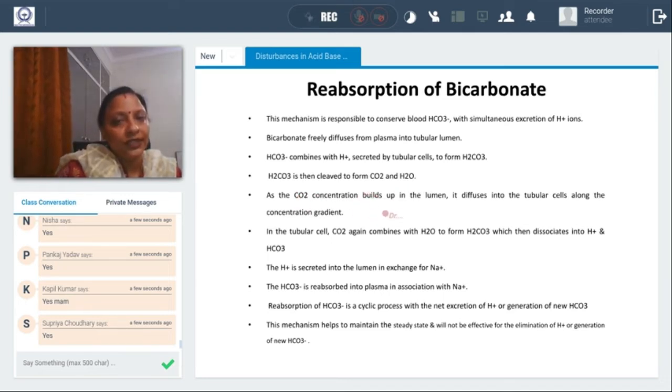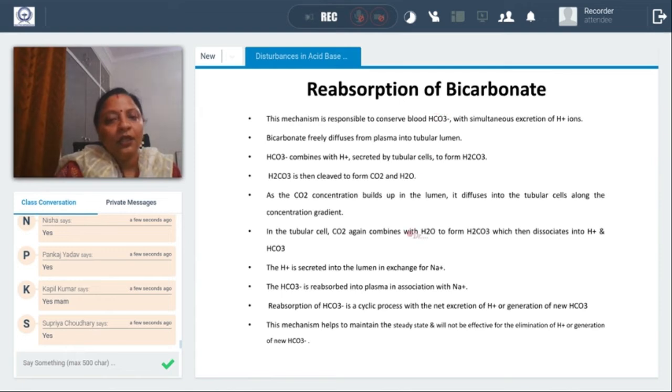As the CO2 concentration builds up in the lumen, it diffuses into the tubular cell along the concentration gradient, and in the tubular cell, CO2 again combines with H2O to form carbonic acid, which then dissociates into hydrogen ion and HCO3 minus. The H plus is secreted into the lumen in exchange for sodium. The HCO3 is reabsorbed into plasma in association with sodium, as I said earlier. Reabsorption of bicarbonate is a cyclic process without net excretion of hydrogen or generation of new bicarbonate ions. This mechanism helps to maintain a steady rate but will not be effective for the elimination of H plus or generation of new HCO3.